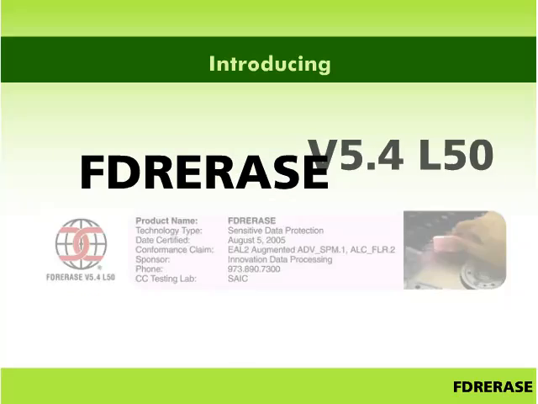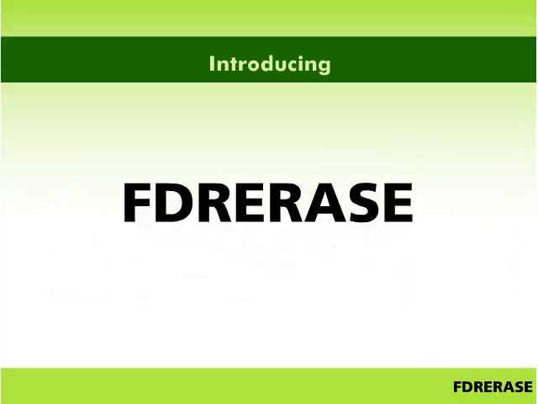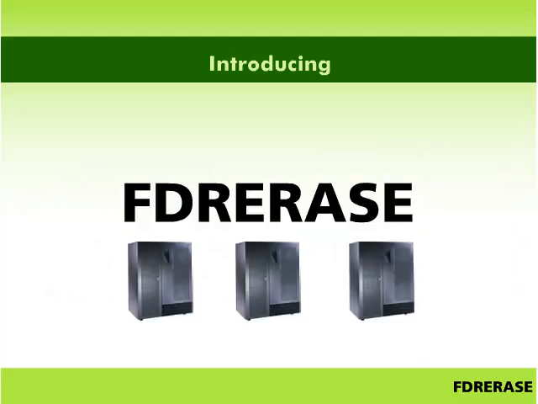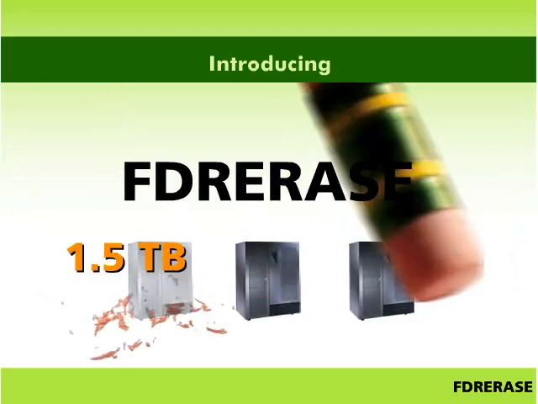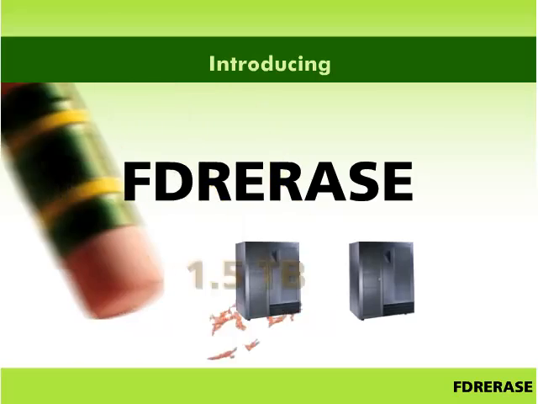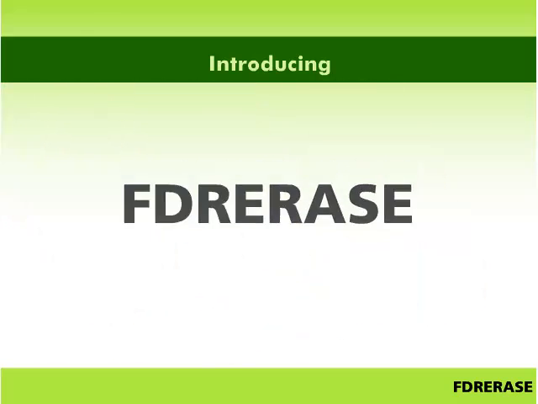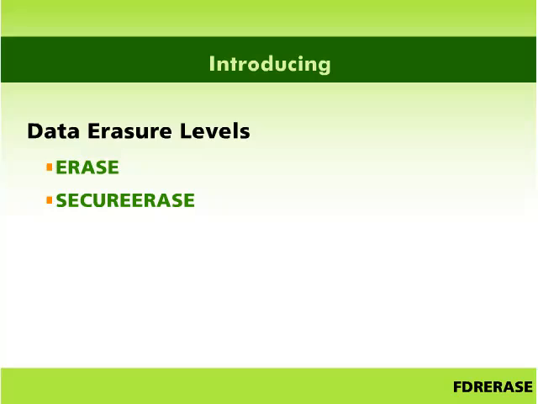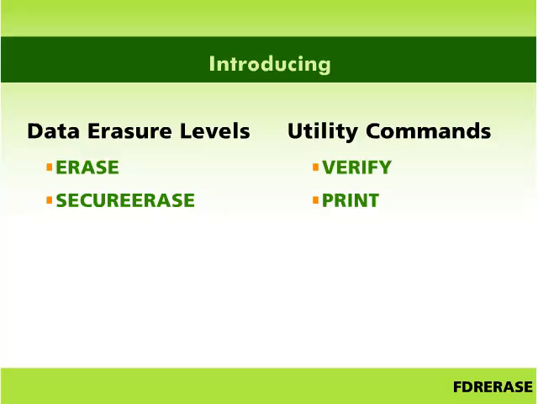As well as being secure, FDRERASE is also very fast. On average, it can erase approximately 1.5 terabytes of data per hour per DASD controller. FDRERASE offers two levels of data erasure, Erase and Secure Erase, and also two other utility commands, Verify and Print.